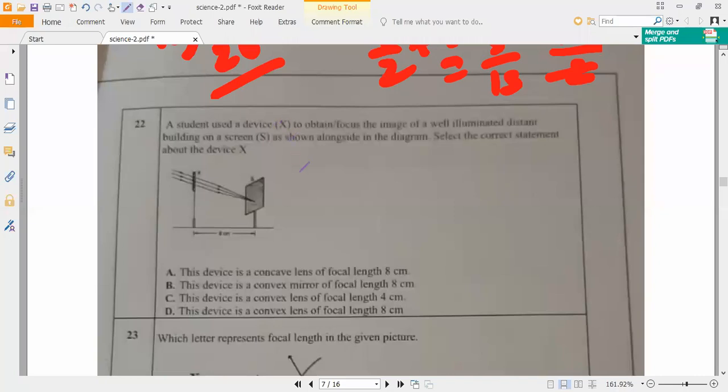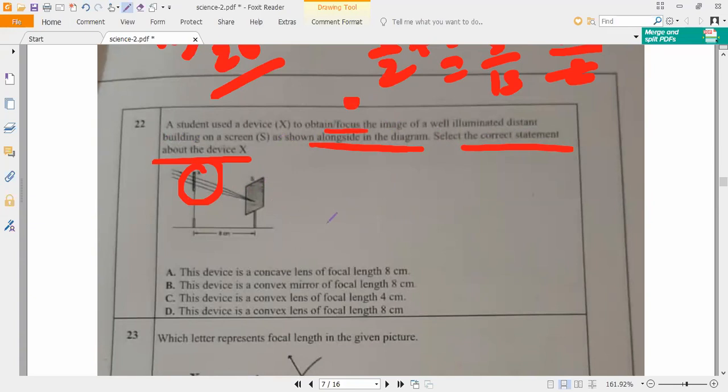Next, this question you can see. A student used a device X to obtain a focused image of a well illuminated distant building on his screen. As shown in the diagram, select the correct statement about the device X. Please check it. It is converging. Focus means it is forming the image of a point size object. So what is that lens called?